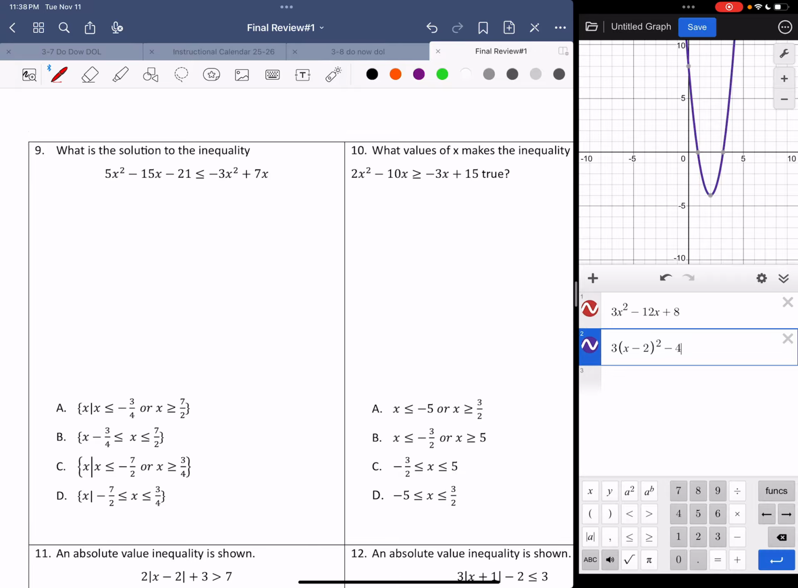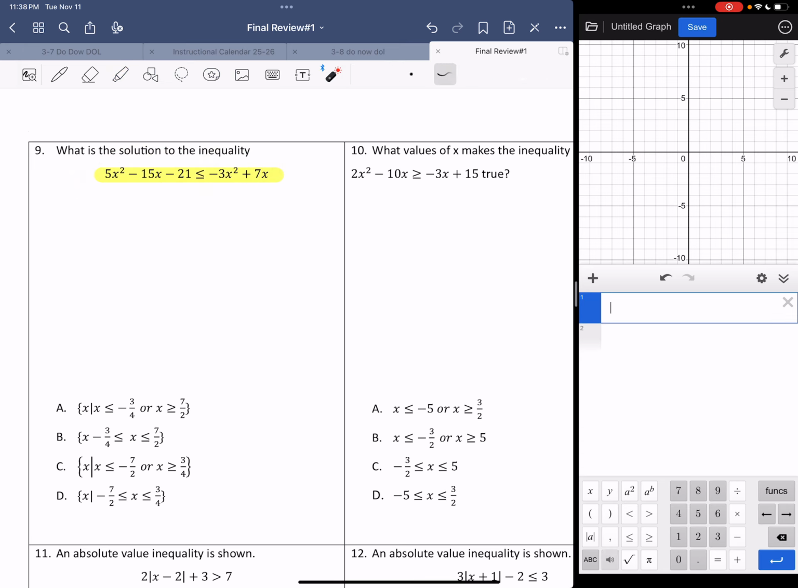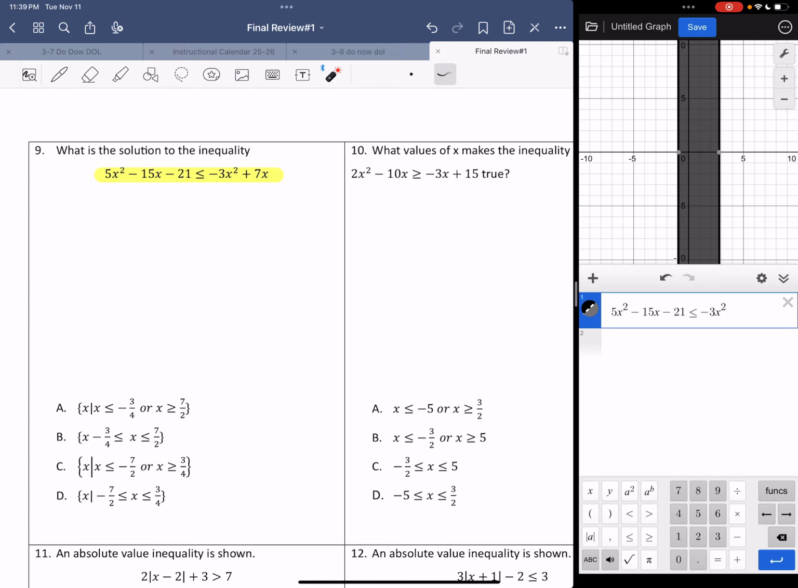As you can see, it says, what is the solution to the inequality here? So we have these quadratic inequalities. We have an expression on the left, an expression on the right. What you do is very simple. You just put this into Desmos. Minus 15x minus 21. Oh, I put y here. x is less than or equal to negative 3x squared plus 7x.